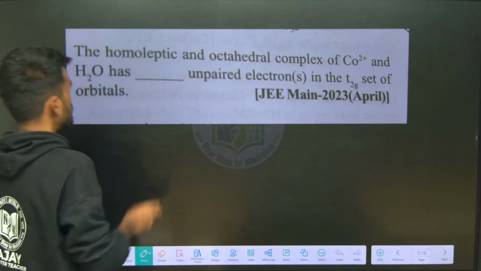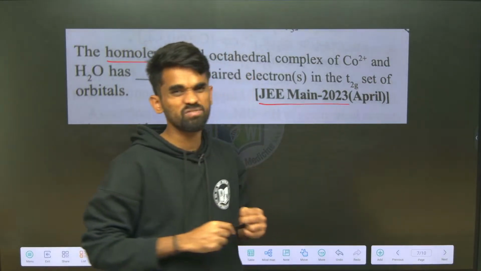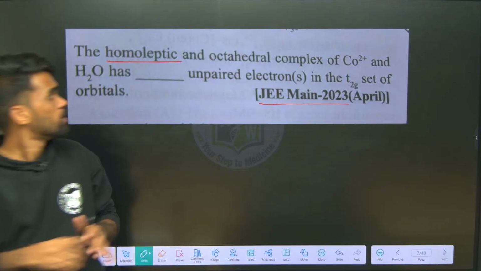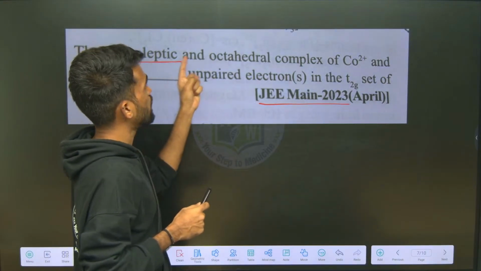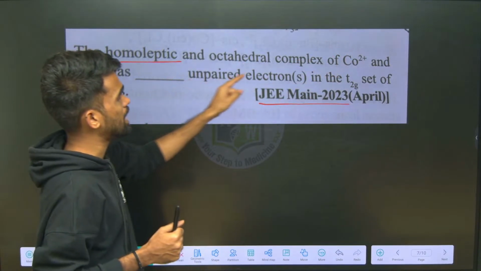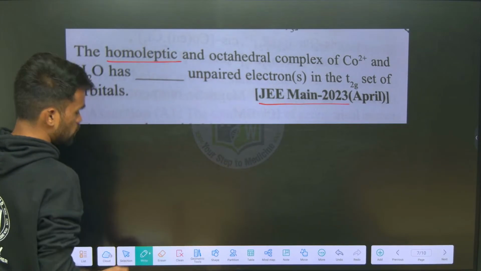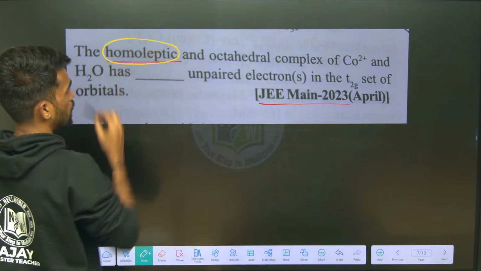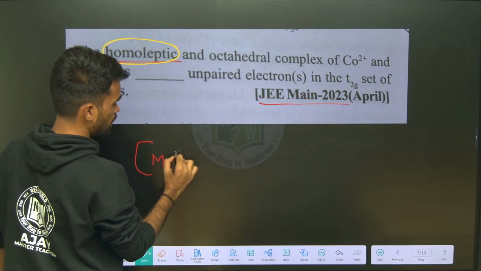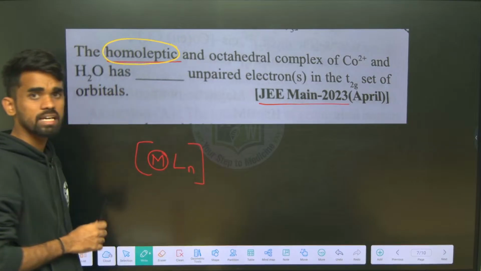Look here, if you talk about the types of complexes, there are 2 types. This was asked in JEE Main 2023, very easy, within seconds you can answer. They say the homoleptic octahedral complex of cobalt plus 2 and water has dash unpaired electrons in the t2g set of orbitals. Homoleptic and heteroleptic are the 2 terms you have to be clear with. Homoleptic means in the given metal complex, all the ligands attached to the metal atom are the same.